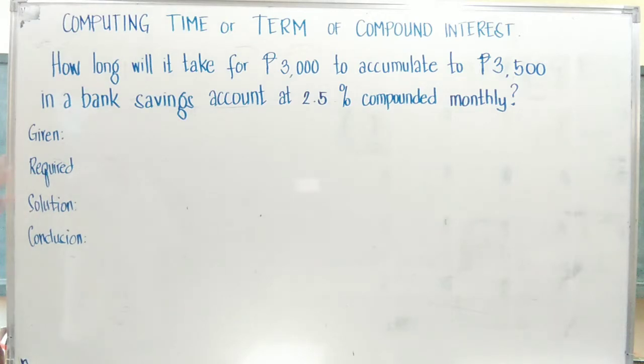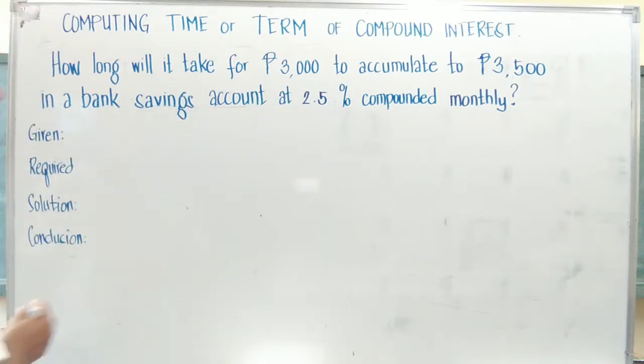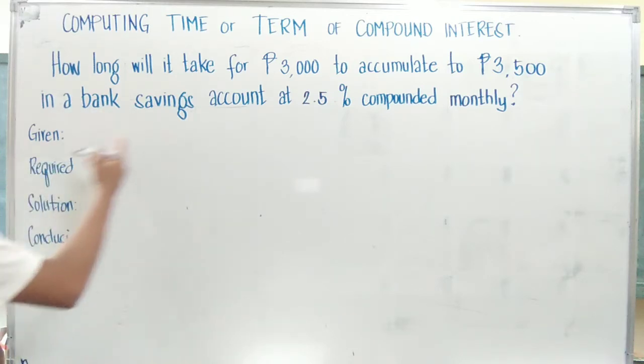Okay, so we have some steps that we should follow in solving a problem about compound interest. Again, we have the given, required, solution, and the conclusion. Let us first identify the given information from the situation cited. So first is the given.